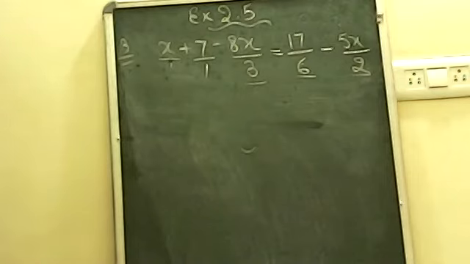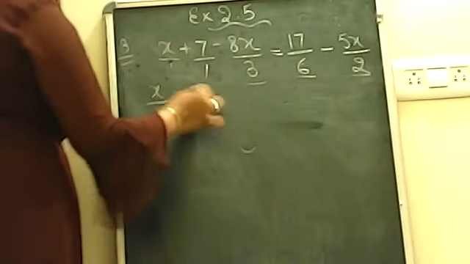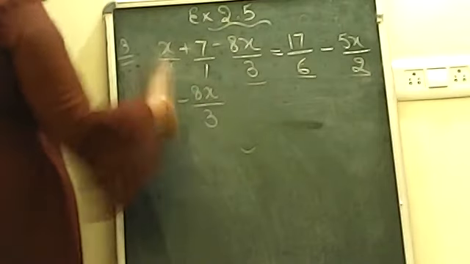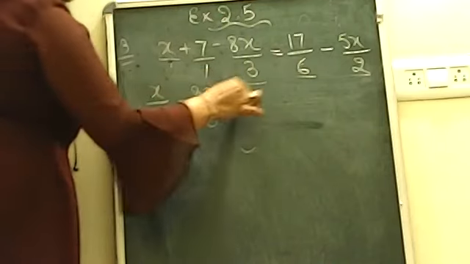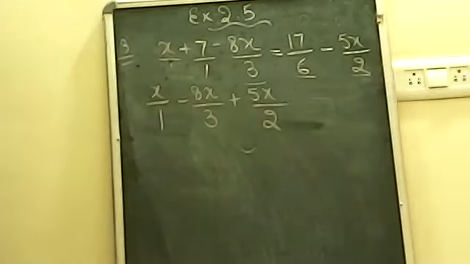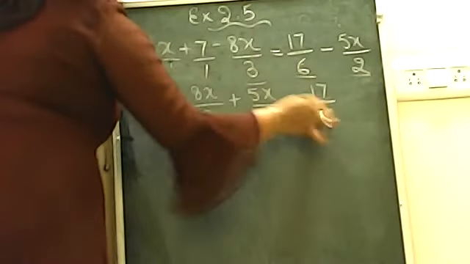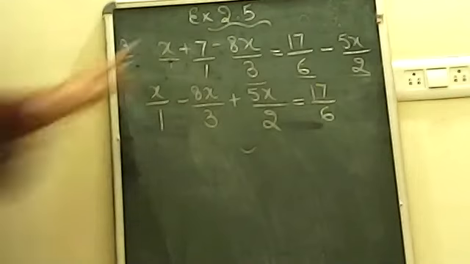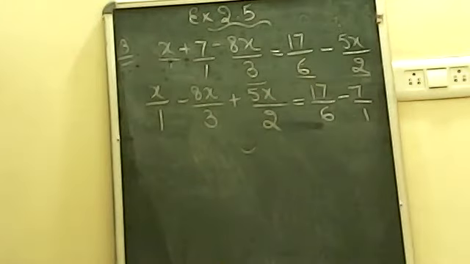all the terms of x on one side. So here it becomes x upon 1, -8x upon 3 is already here only, -5x upon 2, which is written that side, I am taking it this side, so which will give us 5x upon 2. Now all the x related terms are written here only. Okay, all of them have come to this side. Now 17/6 will keep it here only, and this plus 7 will go that side, it will become -7 upon 1.